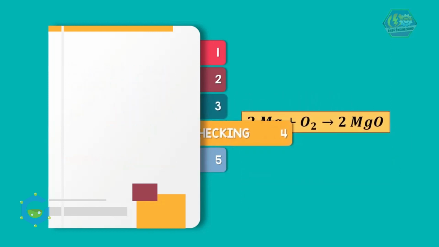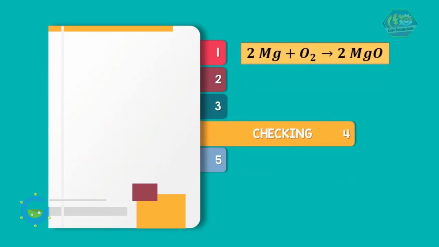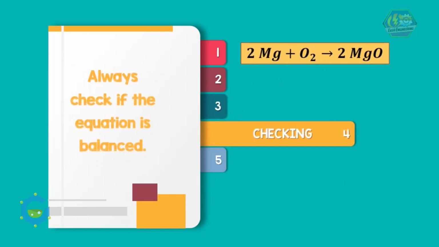Now number 4. Checking. After balancing, always check that the equation is balanced. For the left side, Mg equals 2 times 1 mole of Mg, which is equal to 2, and O equals 1 times 2 moles of O, which is equal to 2. For the right side, Mg equals 2 times 1 mole of Mg, and O equals 2 times 1 mole of O.